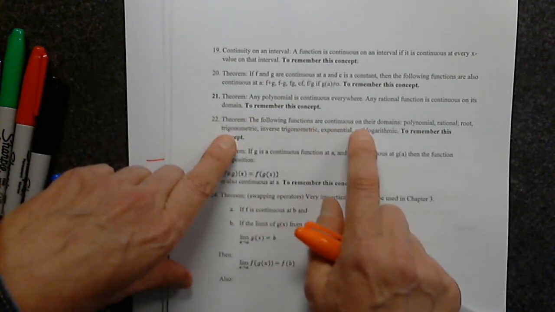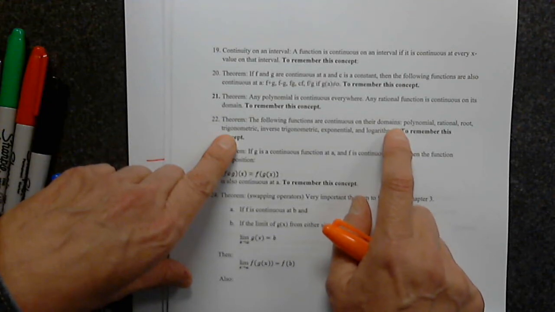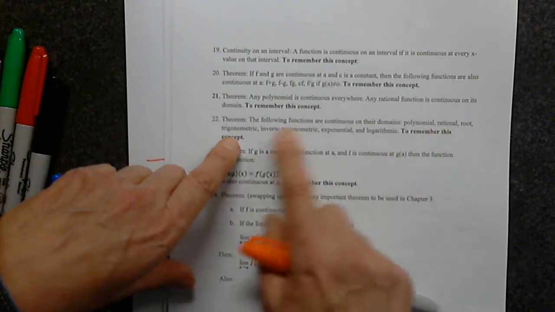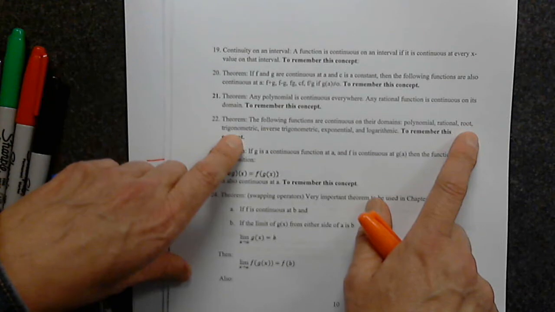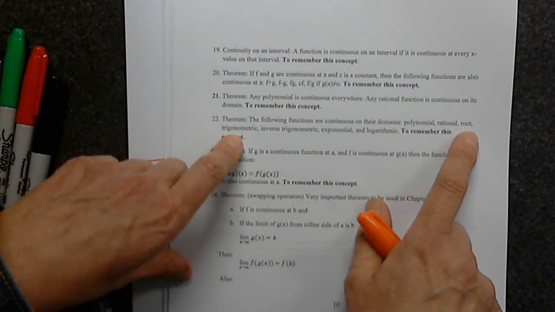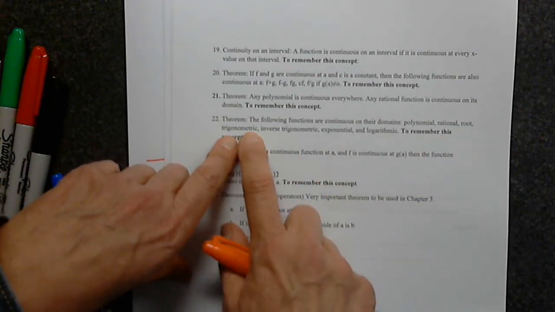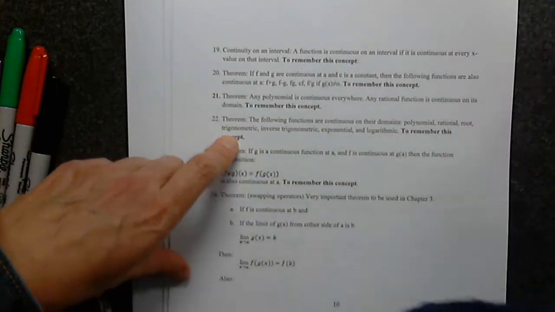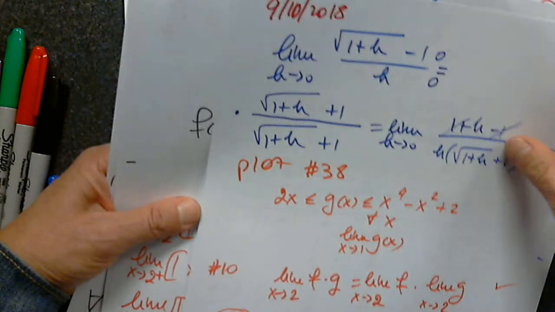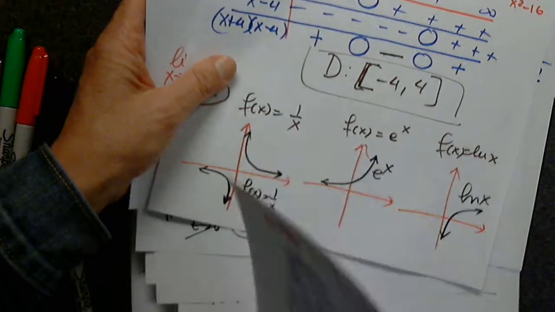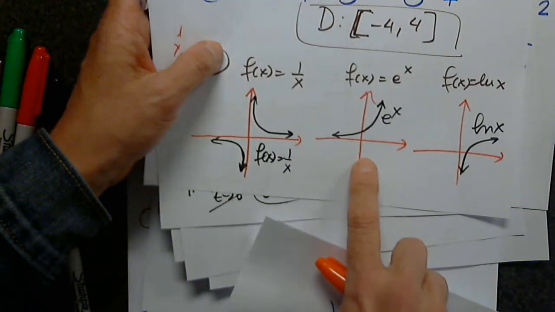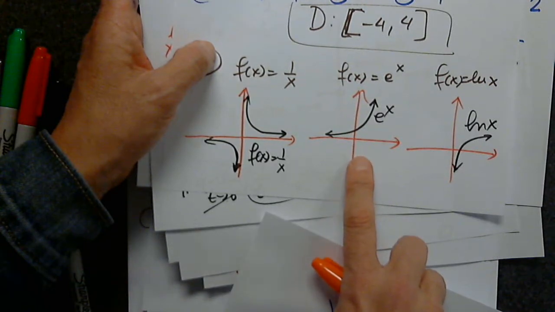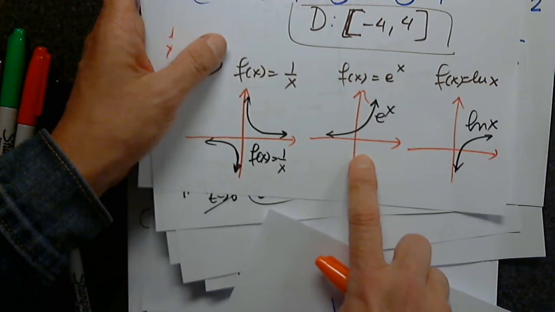The following functions are continuous on their domains. We know that. Polynomial, rational, root. Remember we had that square root of 16 minus x squared and the domain was -4 to 4. It's continuous everywhere on -4 to 4. Trigonometric, inverse trigonometric, exponential, and log. So if you remember, at the beginning of the class, I refreshed your memory on a couple of functions. So look at the exponential. Where is this function continuous? Everywhere. That's the correct answer.